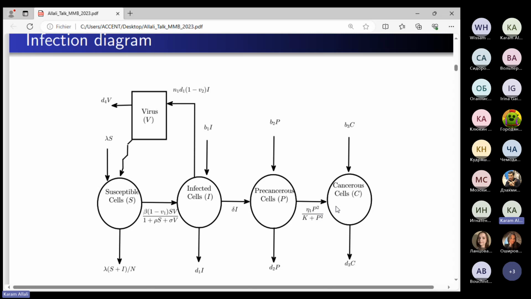So the birth rates. There are some arrows between different compartments of the disease. The arrow coming into a compartment is participating to grow the compartment. However, the arrow going outside may be death or transition to other compartments. For example, lambda is the birth rate of susceptible cells.